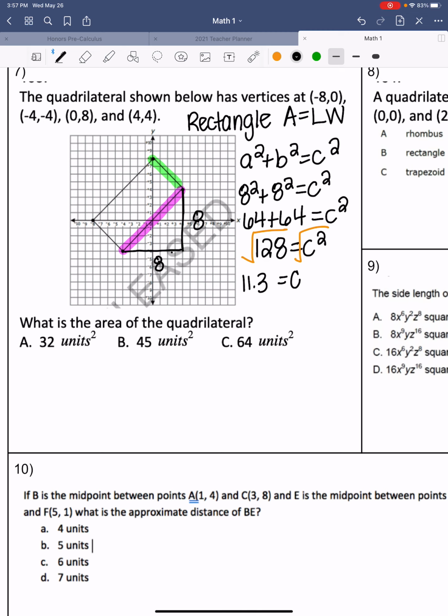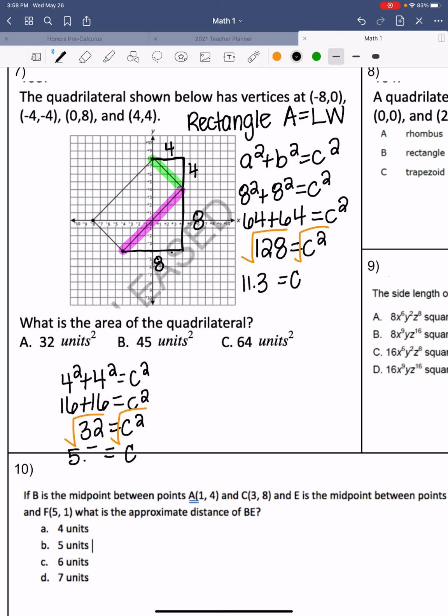Now I'm going to do the same thing for this other triangle. So we're going to make the other right triangle. So this side has 1, 2, 3, 4, 1, 2, 3, 4. So this one has 4 and 4. All right, so we're going to do 4 squared plus 4 squared equals c squared, which is going to be 16 plus 16 equals c squared. If we add 16 and 16, that's going to give me 32 equals c squared. And then we're going to take the square root. So to finalize that, we find that C equals 5.7.